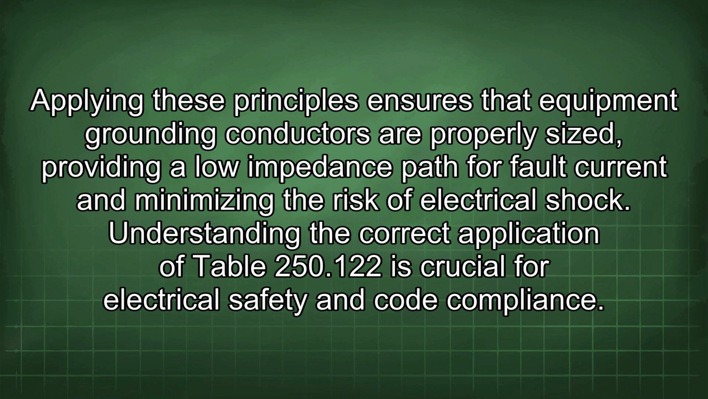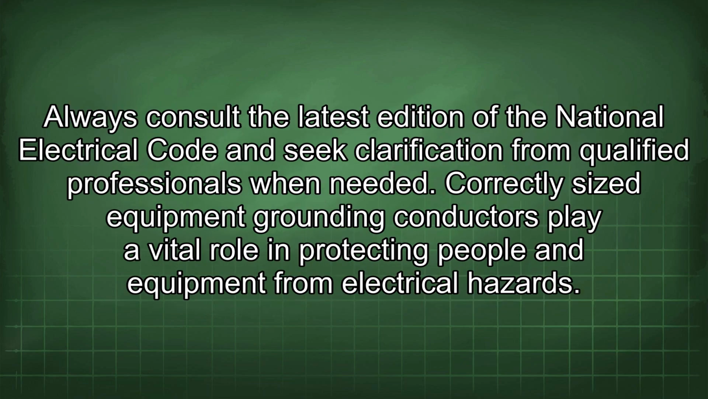Applying these principles ensures that the equipment grounding conductors are properly sized, providing a low impedance path for fault current and minimizing the risk of electrical shock. Understanding the correct application of Table 250.122 is crucial for electrical safety and code compliance. Always consult the latest edition of the National Electrical Code and seek clarification from qualified professionals when needed. Correctly sized equipment grounding conductors play a vital role in protecting people and equipment from electrical hazards.